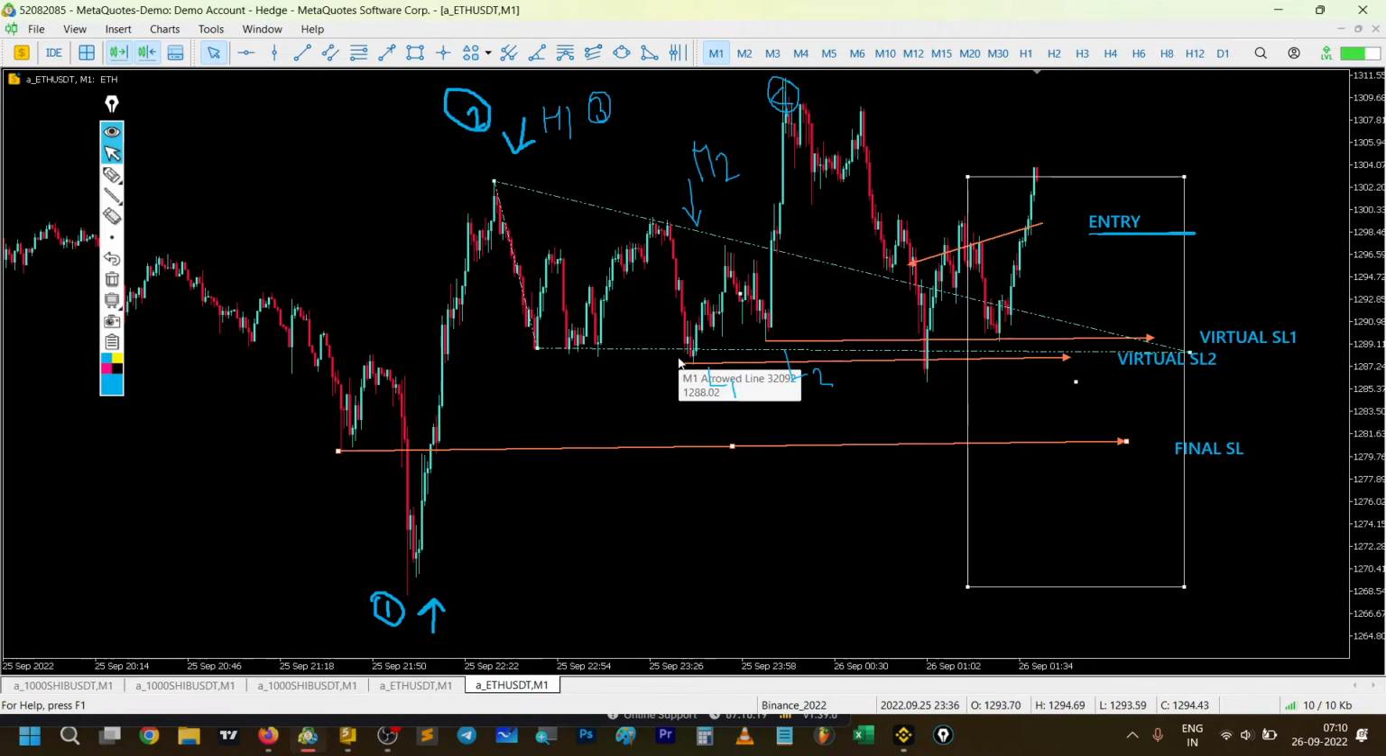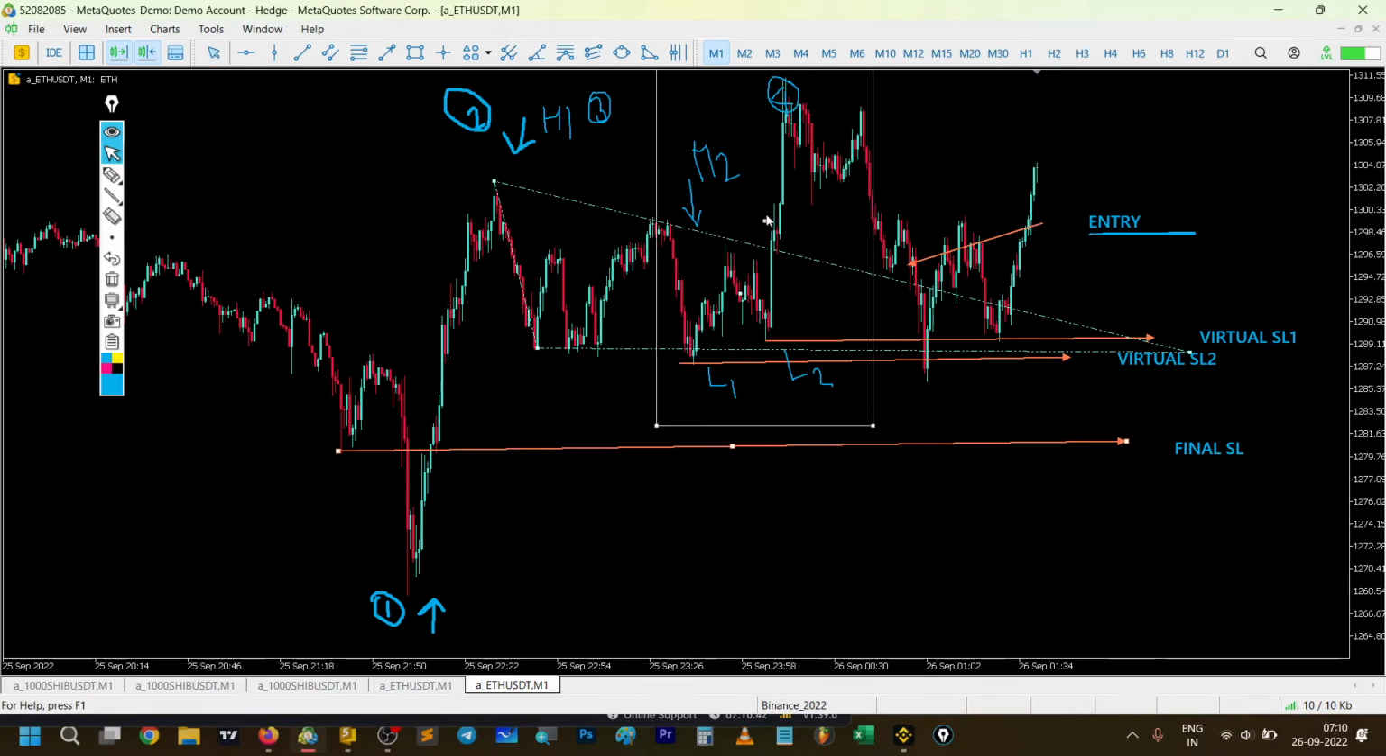Our pattern was locked here. We only have to see after high point 2, where you see the top, bottom and top is formed. Your pattern is locked after H1 H2 and L1 L2. So H1 H2 we already know, this is L1 and this is L2. If you consider this, then the pattern is locked. After that we have to take it from L2.